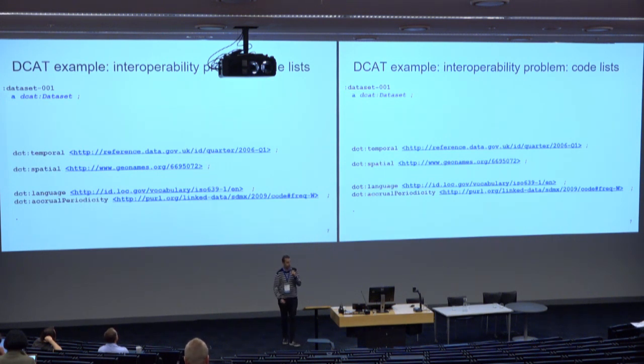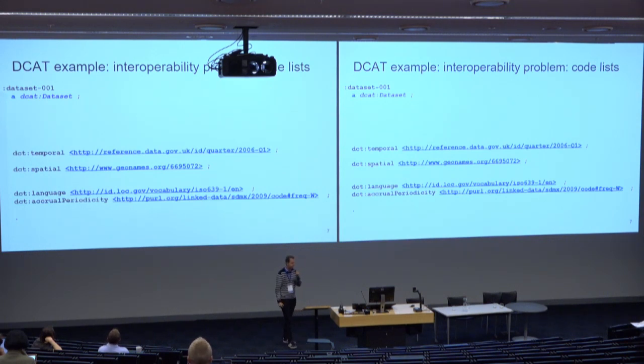If you take a closer look at them, the values of those properties are typically values from some code list. So a code list of languages, for instance, used with dct:language here. And the problem here, the interoperability problem with DCAT, is that DCAT intentionally does not specify which code lists you should use for which properties. And this means that each data publisher can use a different code list for the same property, and if they are not interlinked, there you have your interoperability problem.